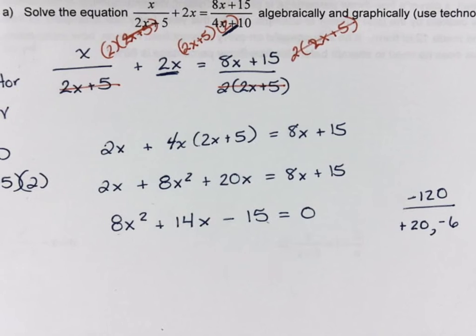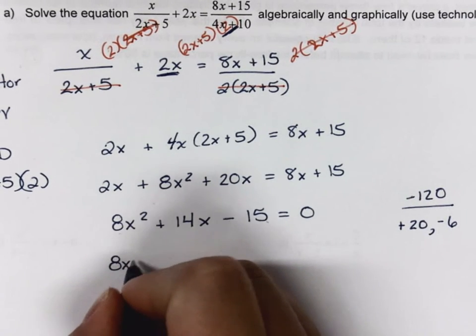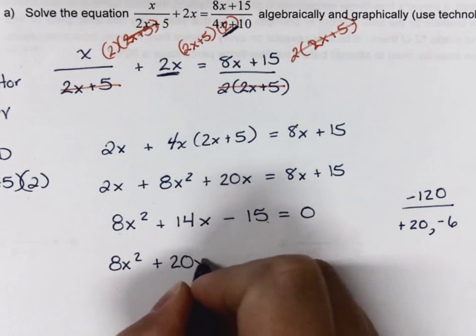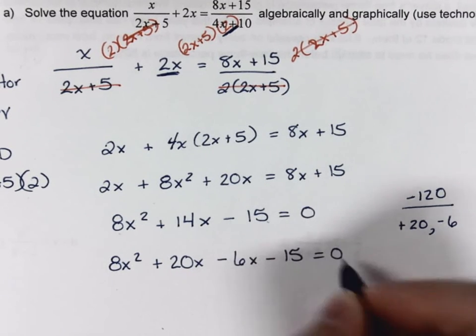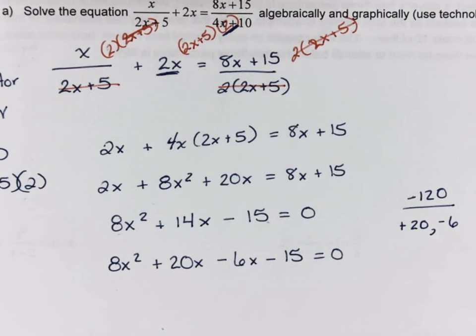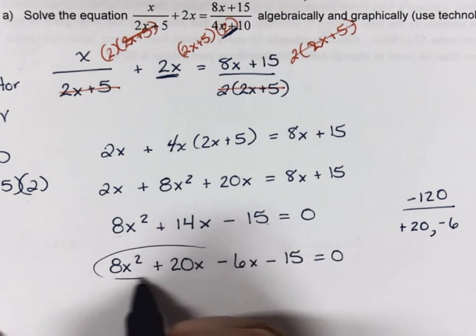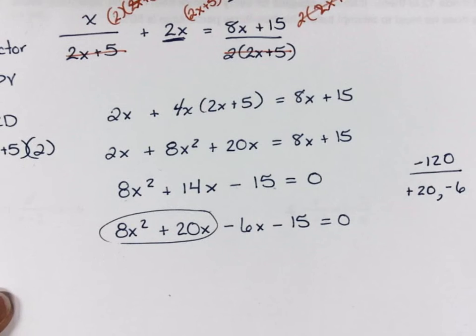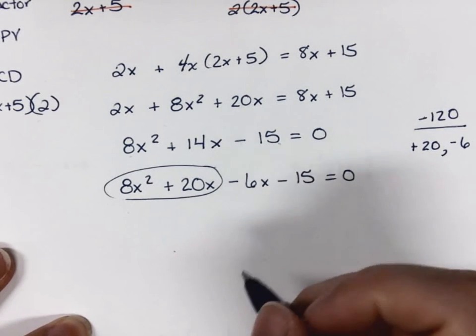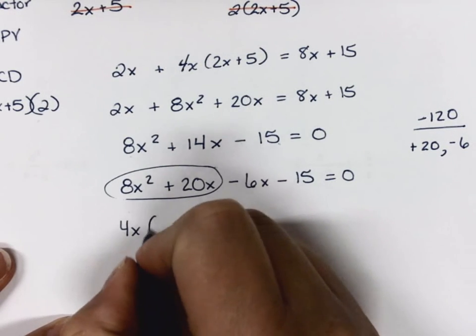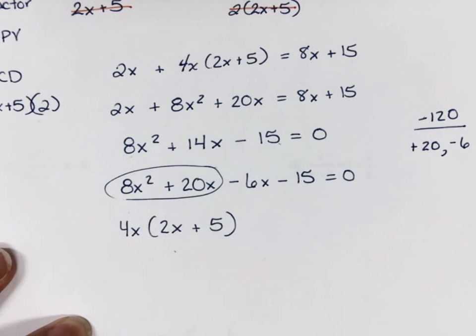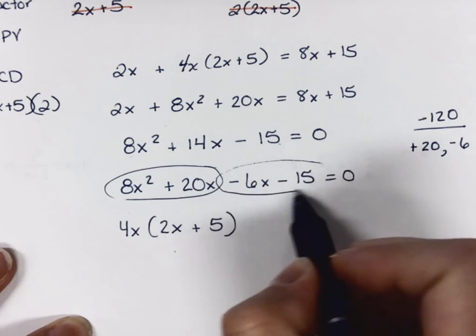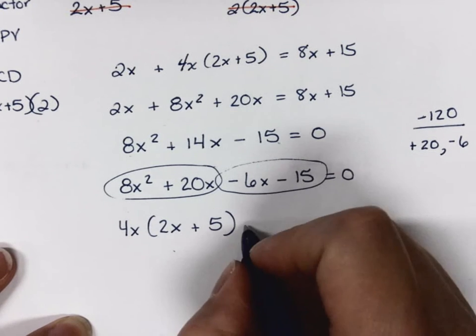So that's going to be 8x squared plus 20x minus 6x minus 15 equals 0. Welcome to grade 10 again. We look at those two and common factor. What am I taking out? X. Okay, I look at these two. What am I taking out? Negative 3.